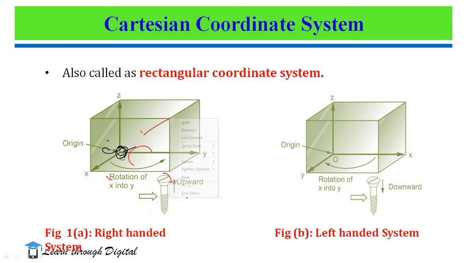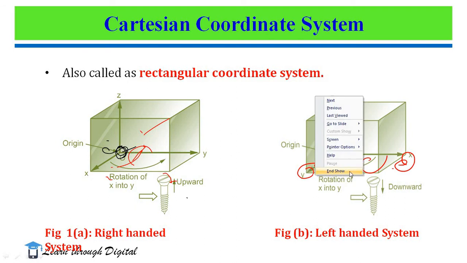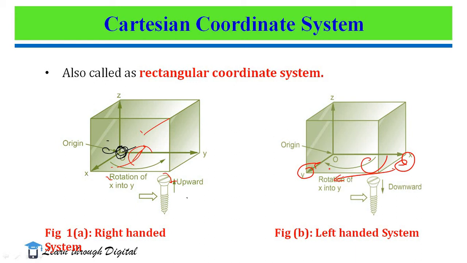Here x is moving towards y. Note that in the left-handed system, y is here and x is here. Compared with the right-handed system, the position of x and y is different. Here the rotation of x into y is like this. The right-handed system is very commonly used and followed in this course.